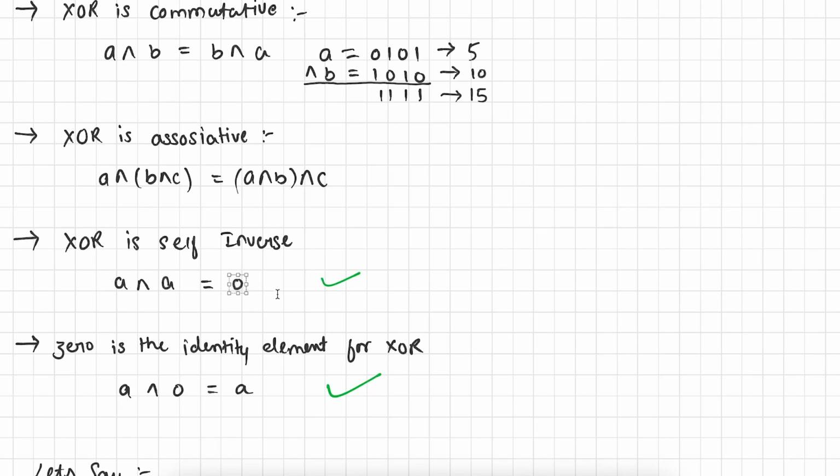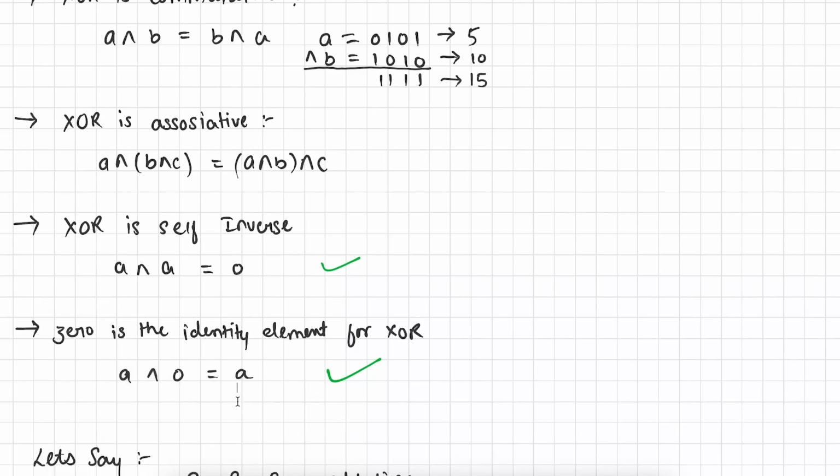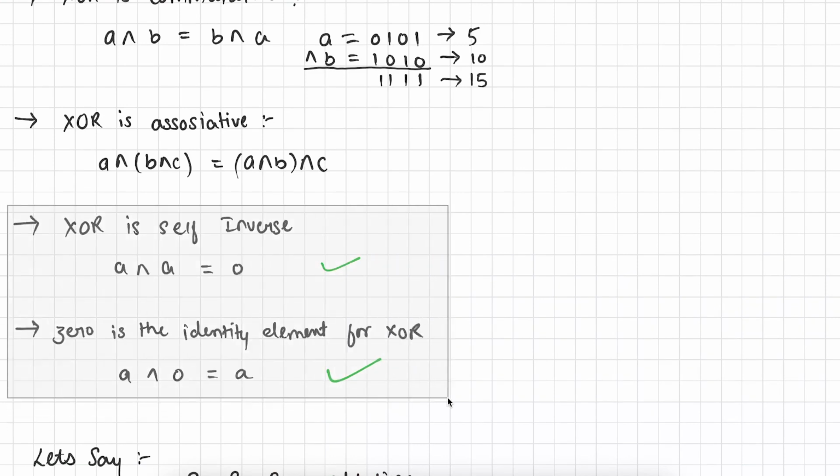So if we do 1 XOR 1, we get 0. If we do 5 XOR 5, we get 0. If we do A XOR A, we get 0. And the last property is that 0 is the identity element for XOR. It means if we do A XOR 0, it gives A. So 0 is going to be its identity because it is returning A. So we are going to use these two properties to solve this problem.